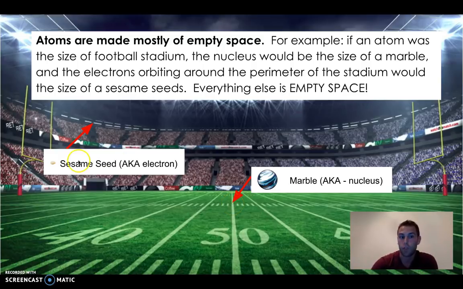And then an electron would be a sesame seed. Just imagine one of those tiny seeds on a burger bun, right? And it would be as far away as the rafters, the top of the stadium, zipping around. So imagine you took away the stadium, but you still have that distance and everything. All of that would be empty space. So most of an atom is really just empty space. But there are these particles that take up space and have volume, and that's the matter part.